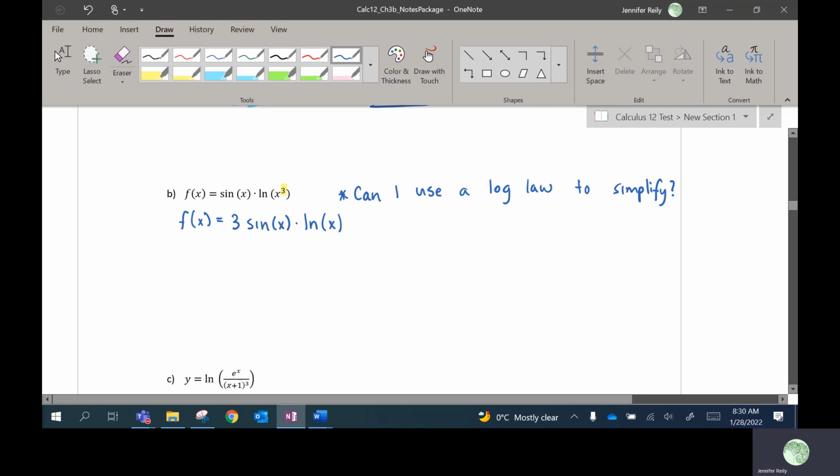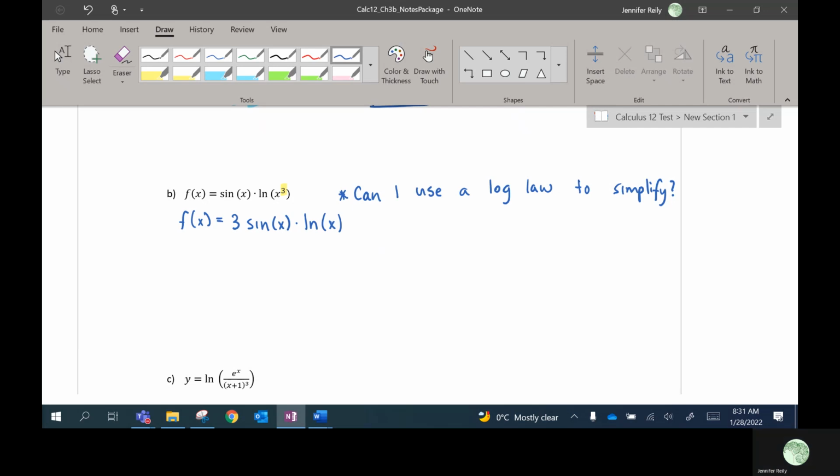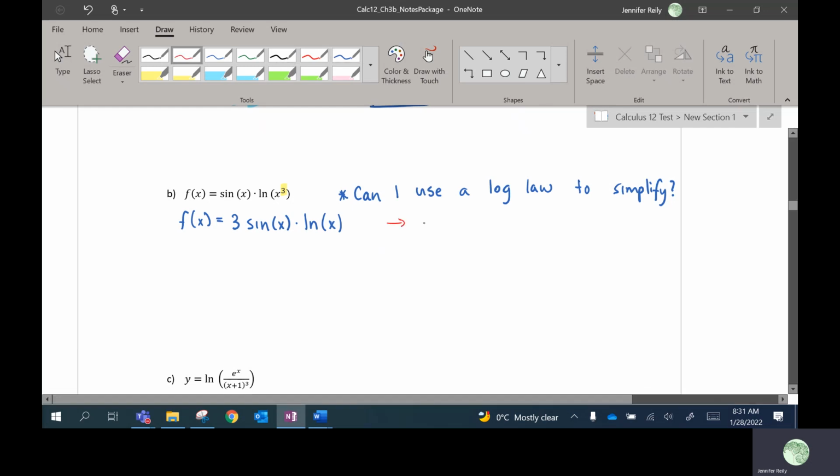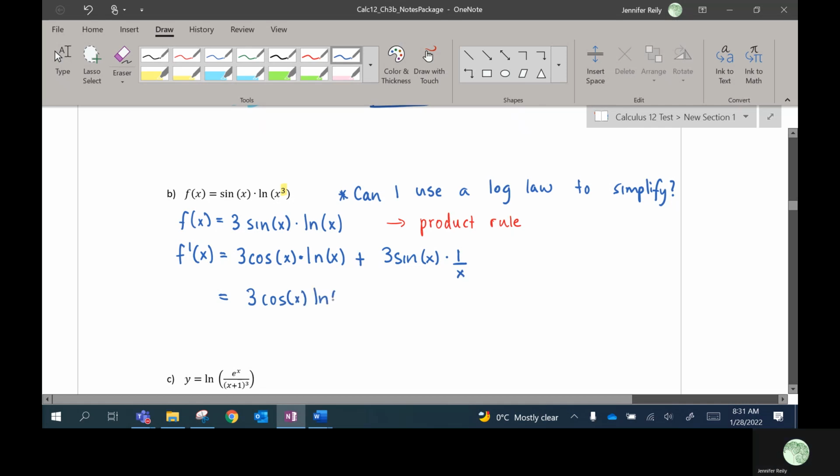Okay, so now I'm taking the derivative of 3 sine x times ln x. And now I don't have to do the chain rule anymore. I just have a product here. So I'm going to use the product rule. And so the derivative of 3 sine x would be 3 cos x. Leave the second function. That's not a subtraction, that's a multiplication. And then I'm going to add and take the derivative of the second one. Now the derivative of ln x is 1 over x. You can write this a little bit nicer. 3 cos x ln x plus 3 sine x over x.